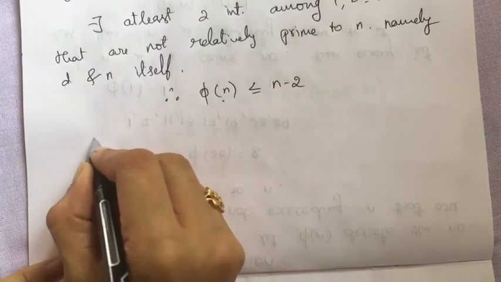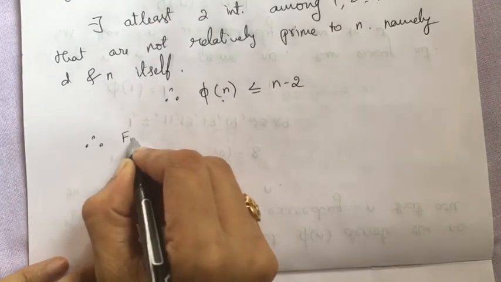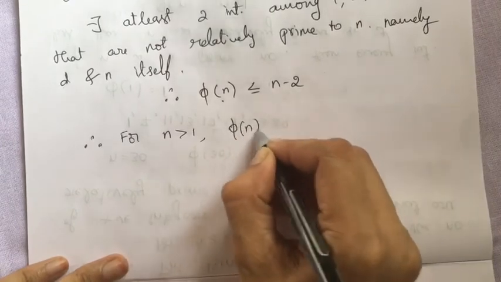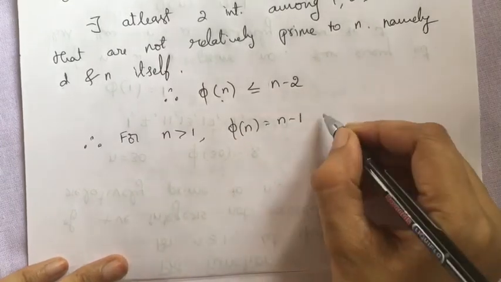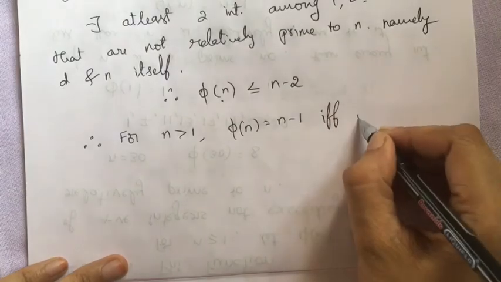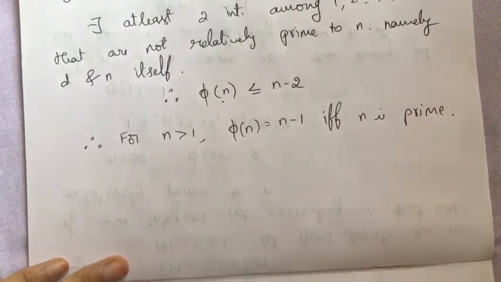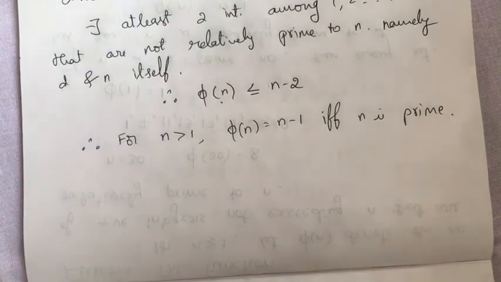Therefore I can write, for n greater than 1, phi of n is n minus 1 if and only if n is prime. Okay, this result is very important. Please keep it in mind, and it helps in solving most of the problems.